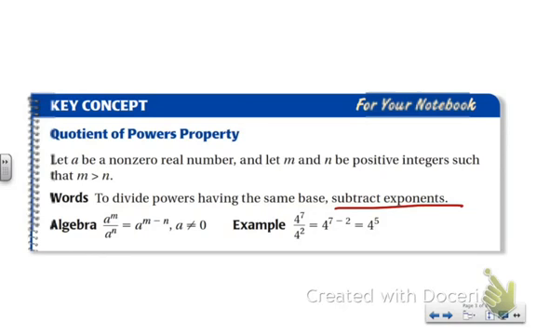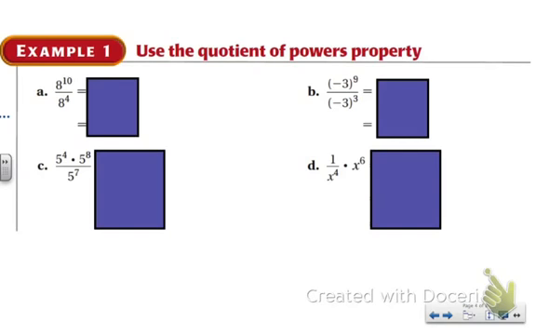Alright, here are some examples. If we have 8 to the 10th over 8 to the 4th, 10 minus 4 is 6, so that's 8 to the 6th power. And then we have negative 3 to the 9th over negative 3 to the 3rd, and because that's the same base, we just subtract. 9 minus 3 is 6, so we get negative 3 to the 6th power.